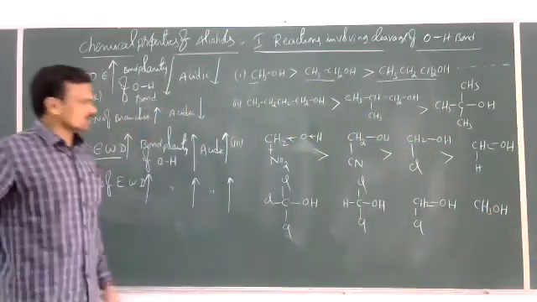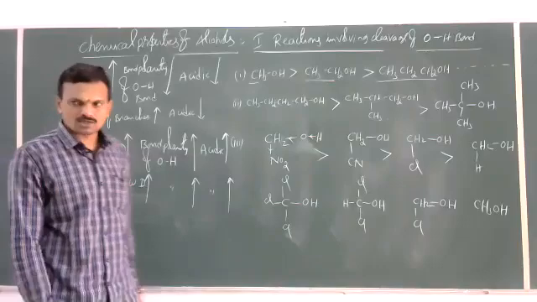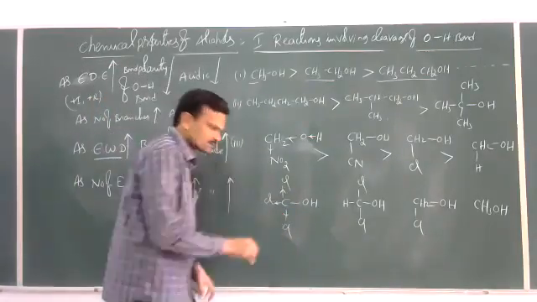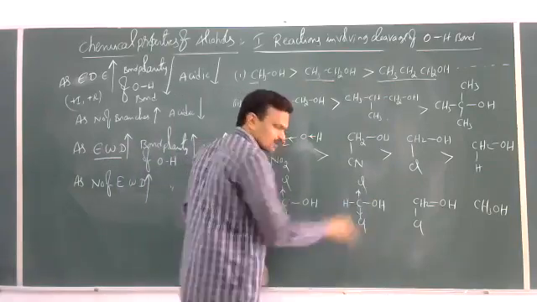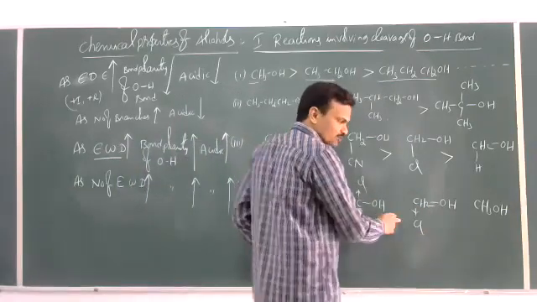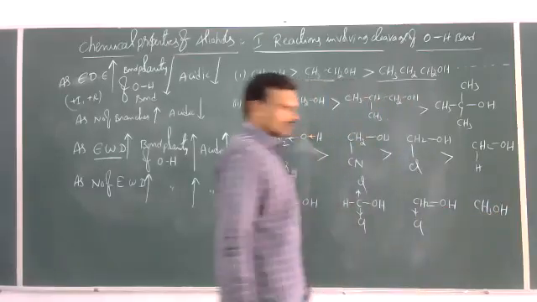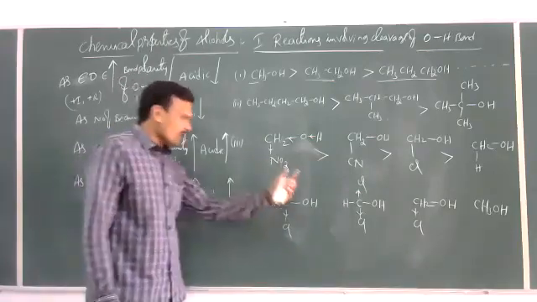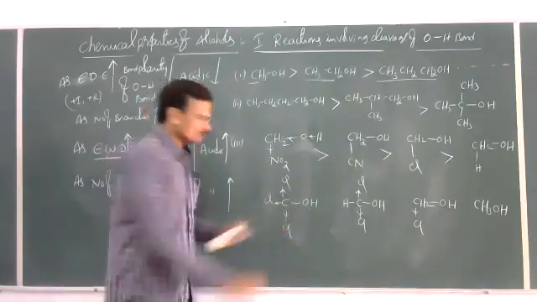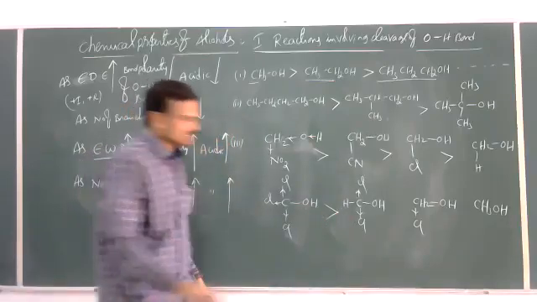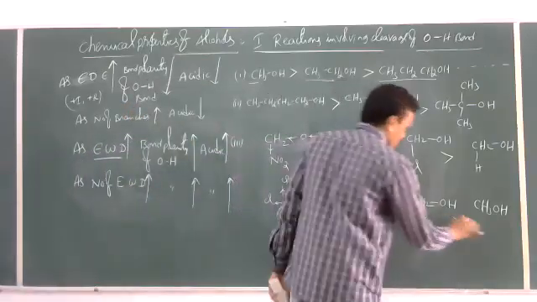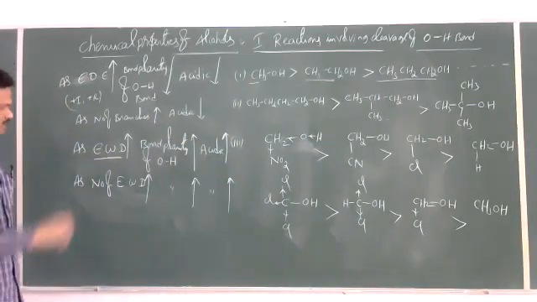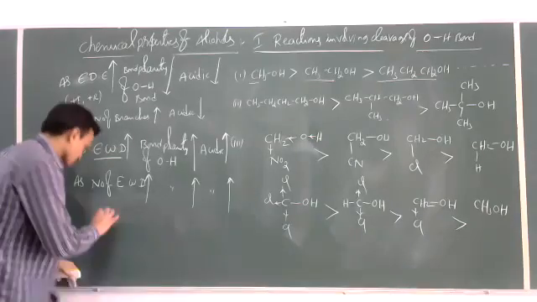Now among these four compounds, which is more acidic in nature? Here there are 3 electron withdrawing groups. Here there are only 2 electron withdrawing groups. Here 1 electron withdrawing group is there. Here there is no withdrawing group. Since more electron withdrawing groups are there, the bond polarity of the O-H bond is more here. That's why the acidic strength of trichloro is greater than dichloro, is greater than chloro, is greater than methyl alcohol. This is another example.